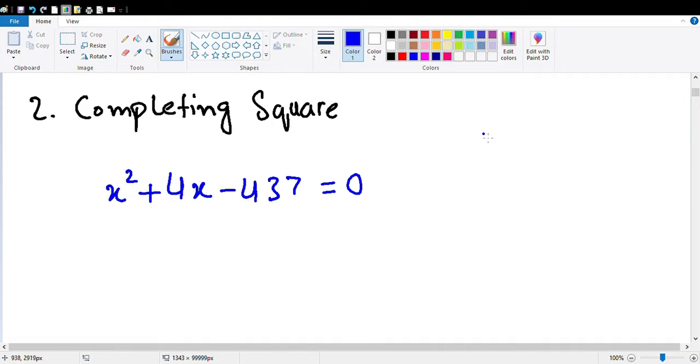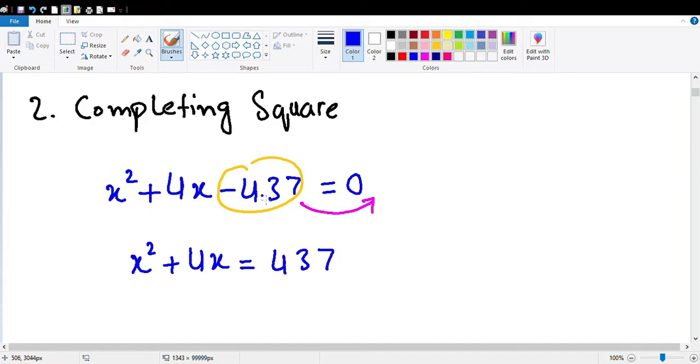So it's in standard form. Now the next step in the completing square method is that we send the constant to the other side, right? And what's the constant term over here? It's minus 437. So let's send it to the other side. And when we do that, we get x squared plus 4x is equal to positive 437. So it was negative on the left side, so it became positive over here, right? Simple.